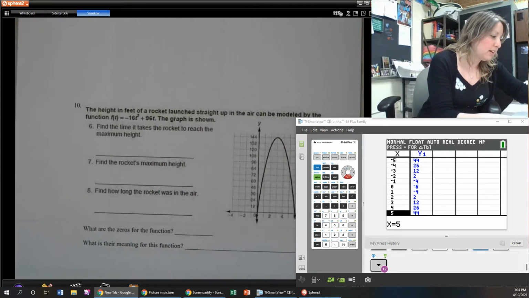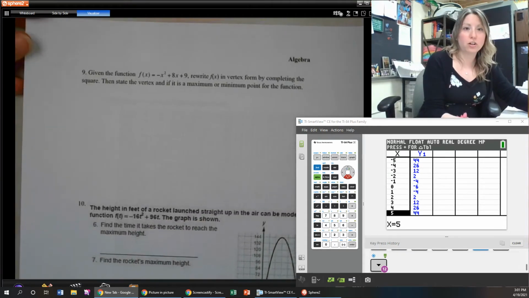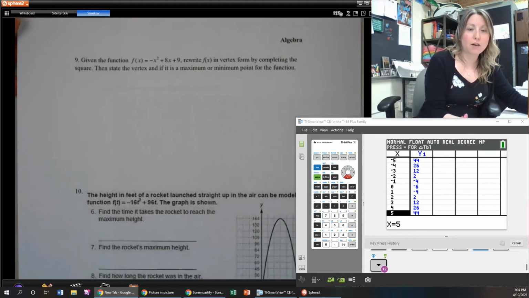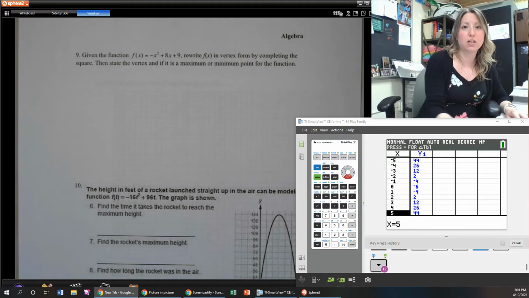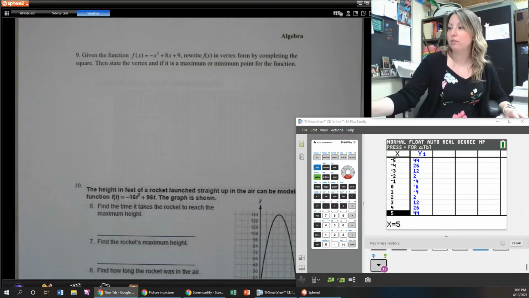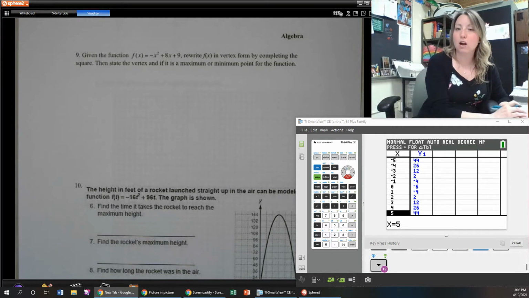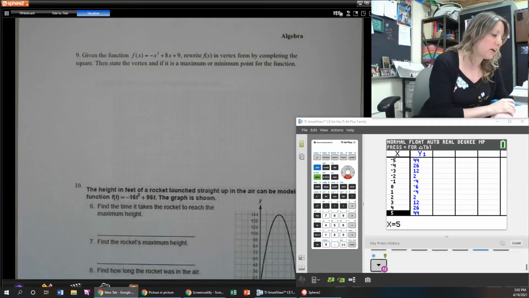So, okay, given this function, rewrite f of x in vertex form by completing the square and then state if it is a maximum or a minimum. Well, actually, we have done one of these. We've done a few of these in the vertex lesson since we had 2 days talking about it.